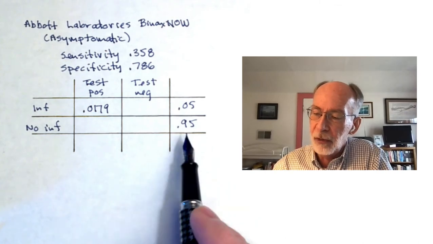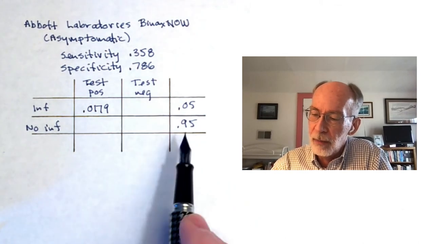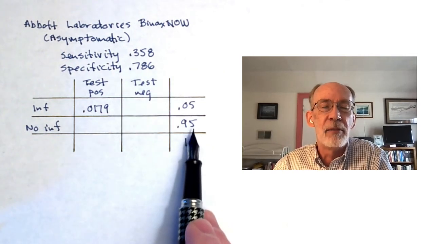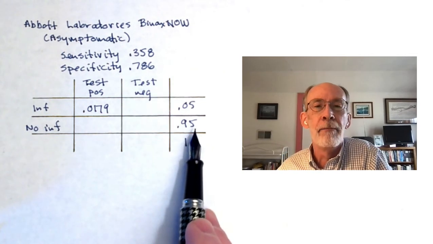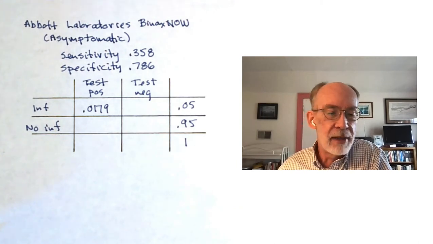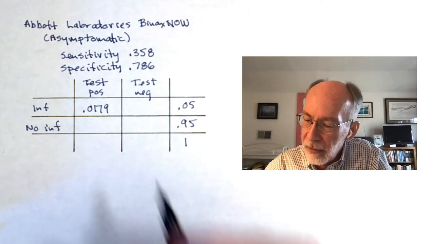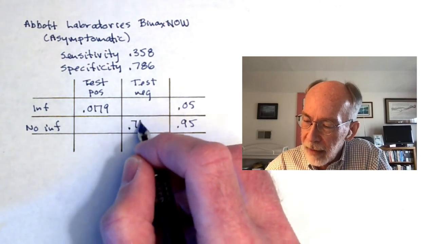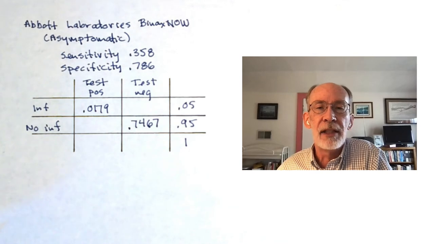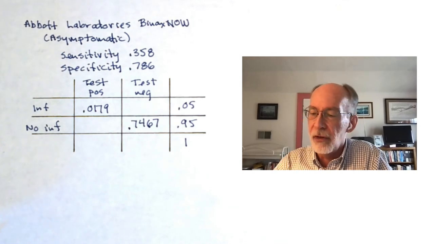Then we need to look at the specificity. 78.6% of the 95% of the people who are uninfected would test negative. And if I take 0.786 times 0.95, I get 0.7467. And now I have all the information that I need to fill in the rest of this contingency table.